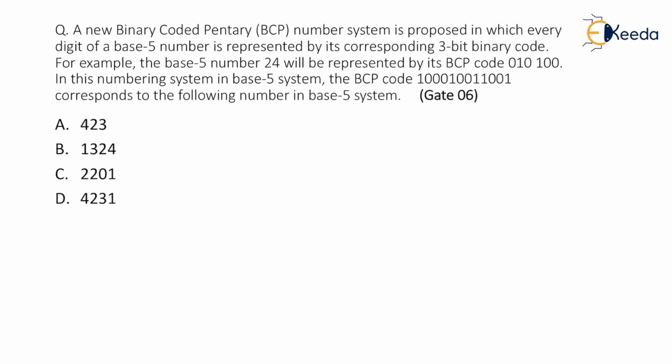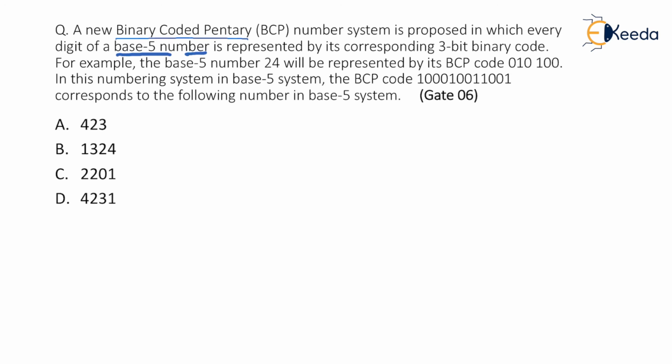So we'll try to understand the question first. So just read this. This is their own system. Now they have proposed a new system, which stands for BCP. BCP stands for Binary Coded Pentary System. Here pentary indicates it is base 5. Okay, so they are saying it is a base 5 system. I'm sure you understand what a base 5 system is.